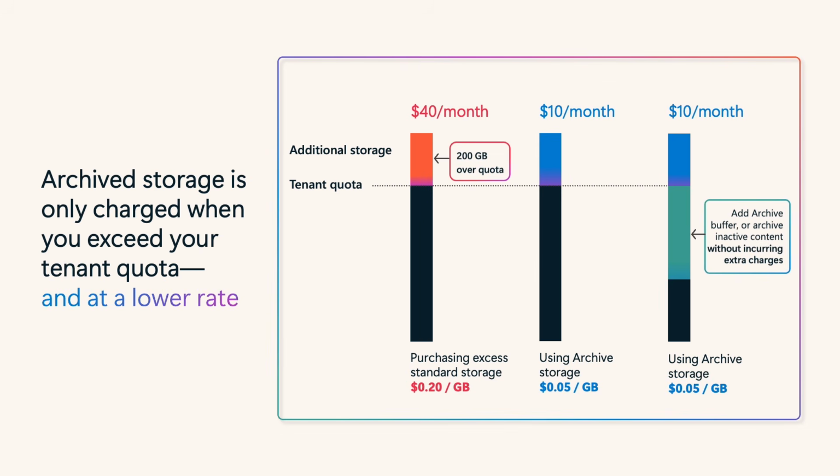Site Archive is priced at just 5 cents per gigabyte per month, or 75% less than standard storage at list price. Plus, you only pay for storage when usage exceeds your SharePoint Online license quota. In this example, archiving 200 gigabytes of inactive data reduces the monthly storage bill from $40 to just $10.